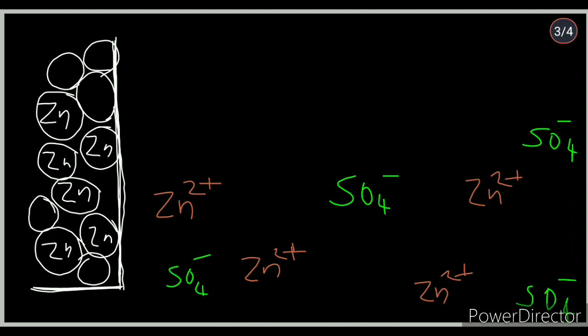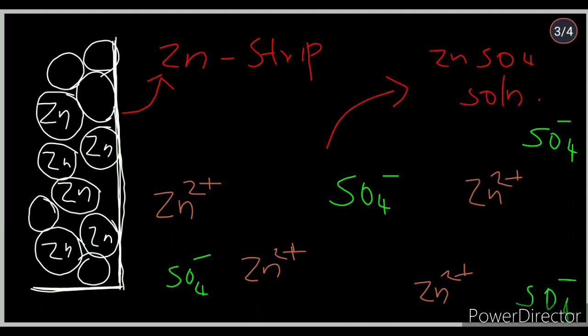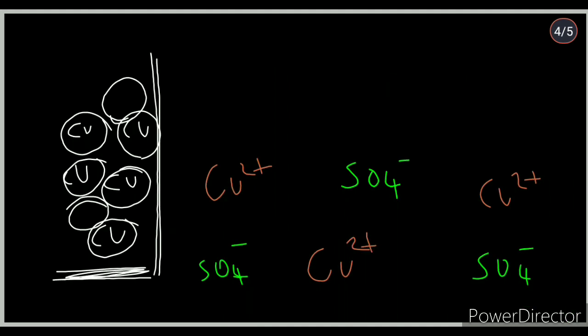The first beaker contains zinc atoms of the metal strip and Zn2+ ions of the zinc sulfate solution. So, as you guessed, the second beaker contains copper atoms and Cu2+ ions. Both of these metals are connected with a wire.